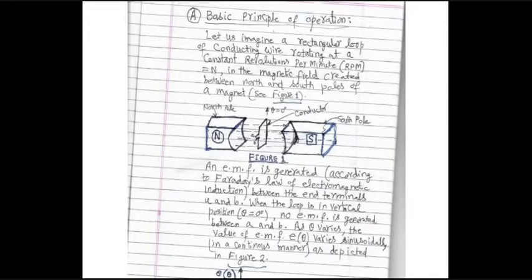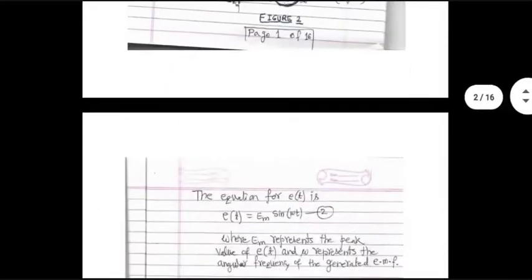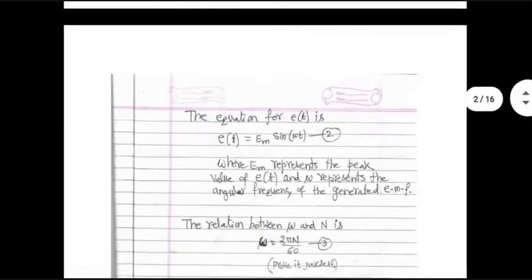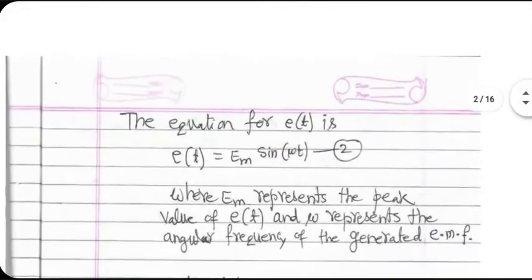Now, let me move to the second page of this document. Figure 2 is of course here. The equation for the EMF will obviously be some peak value multiplied by sine of omega t. What is omega? 2 pi f.